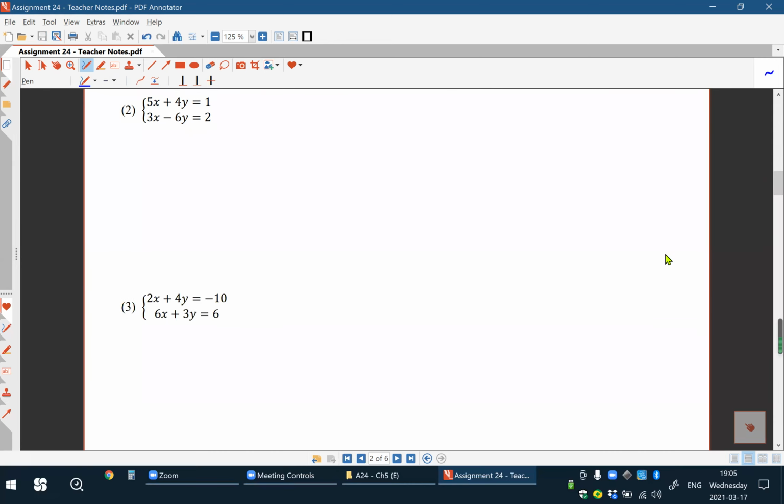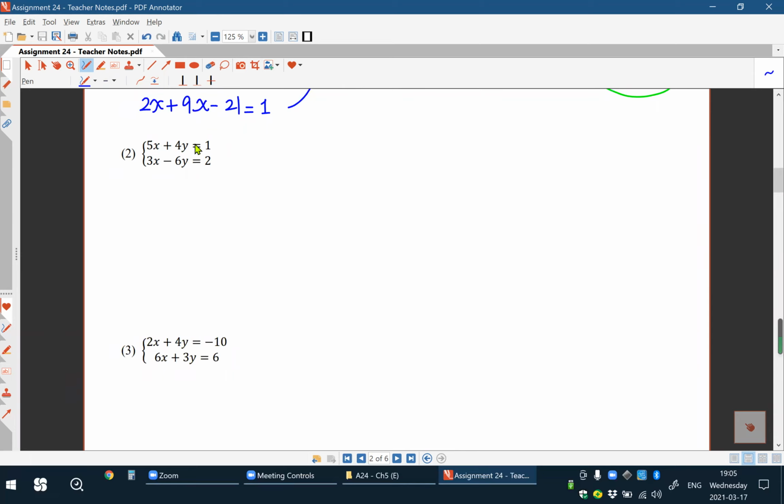Question 2. 5x plus 4y equals 1. At the same time, 3x minus 6y is 2. So again, you can either use elimination method or substitution method, right? If we use substitution method here, for example, from equation 1, we can solve x in terms of y, or solve y in terms of x, right? In that way, we'll introduce fractions. So usually I don't like that. So let's try elimination method.